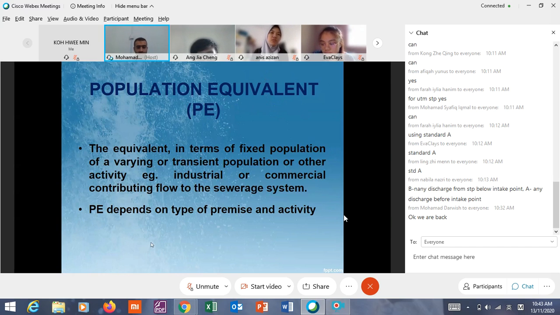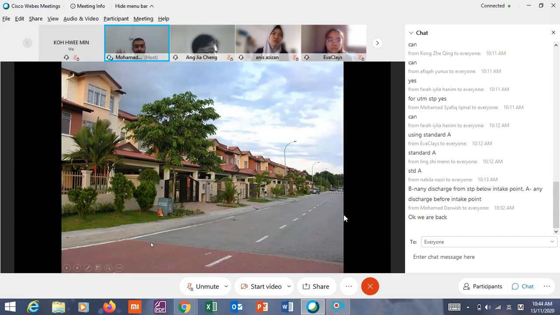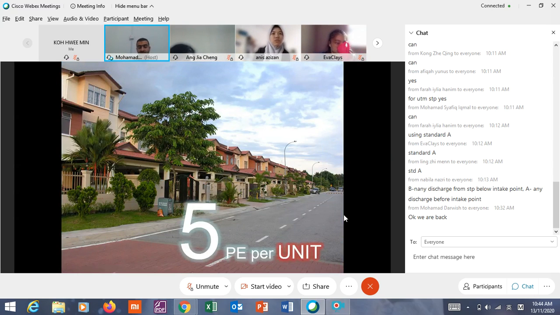Okay, now, so what is the PE? As I said, for each type of premise, it has a number of PE. For example, for houses, 5 PE per unit. We have 5 PE per one unit, one house. Whether it is a double story or a detached, for one house, we have 5 PE. It's like if we say for one house, the average is 5 people living there.